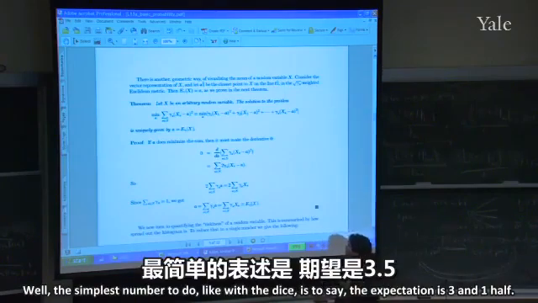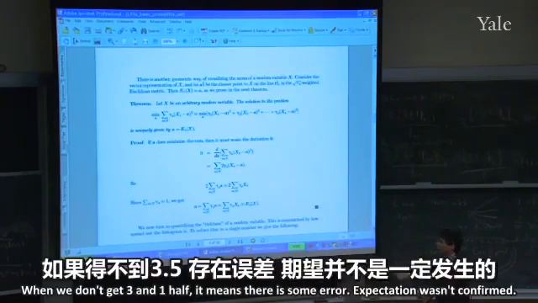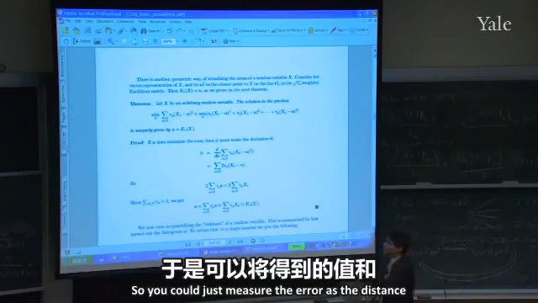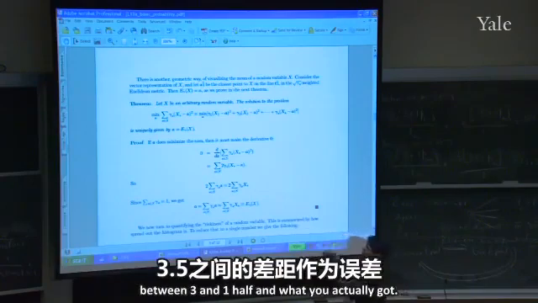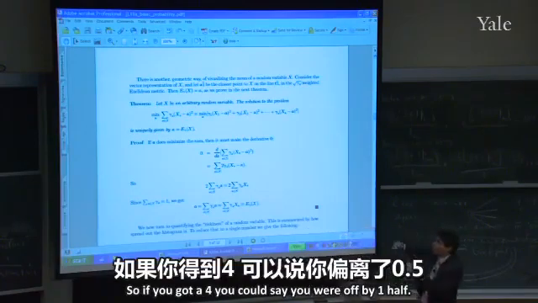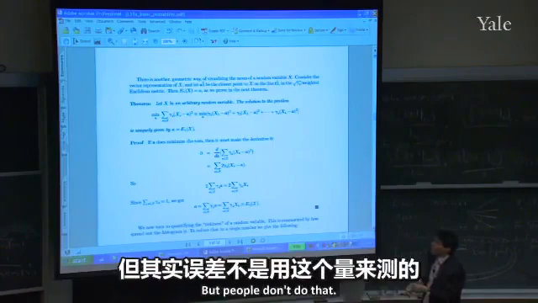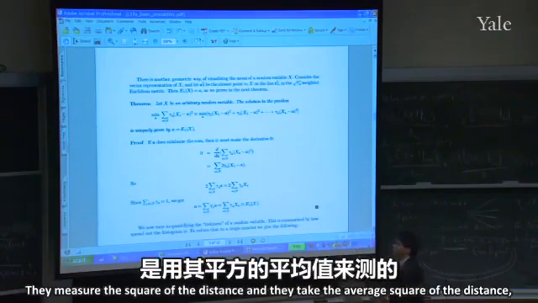Well, the simplest number to do, like with the dice, is to say, okay, the expectation is 3.5. When we don't get 3.5, it means there was some error. Our expectation wasn't confirmed. So you could just measure the error as the distance between 3.5 and what you actually got. So if you got a 4, you could say you were off by a half. But people don't do that. They measure the square of the distance, okay?